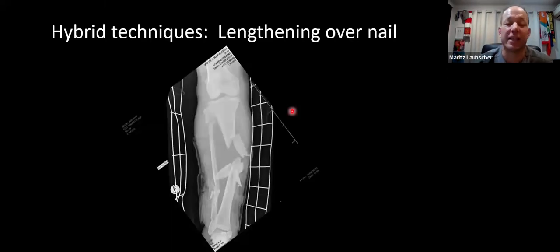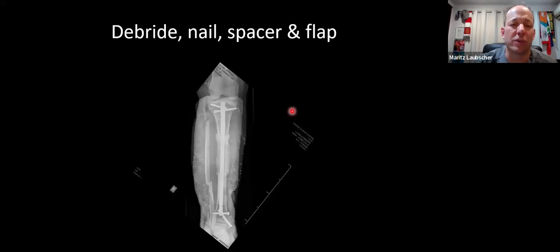So another hybrid technique is lengthening over a nail. Again, as I said, my preferred technique is lengthening or transport and then nailing. And the reason for that is that lengthening over a nail adds a lot of complexity. So this is a really badly mangled tibia. Initial surgery was a nail, large spacer, and a free flap.